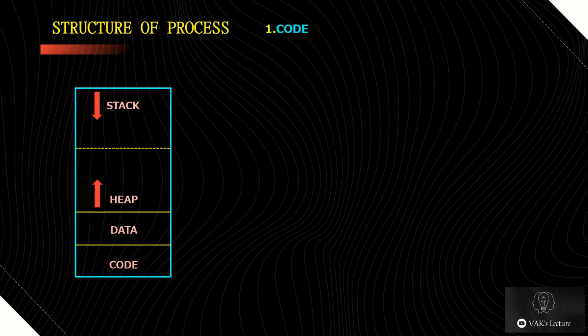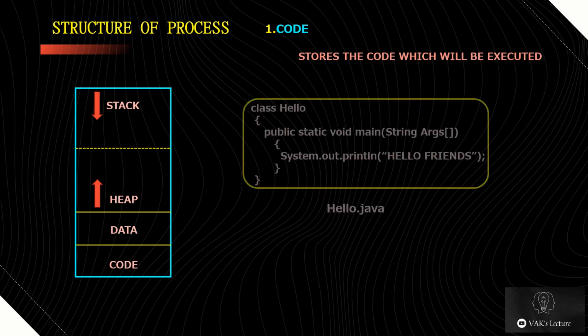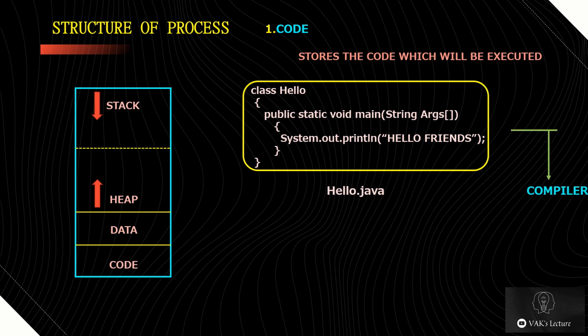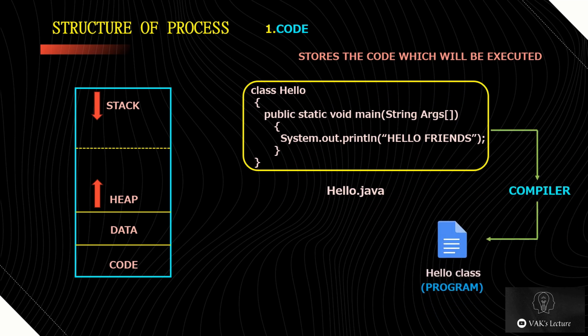First one is code. The executable code which we need to execute is stored in the code section. Let us consider an example. We write a Java program and compile it. Then we get an output file or an executable file which has program instructions. This code is stored in the code section.